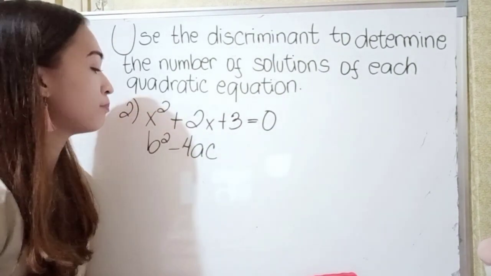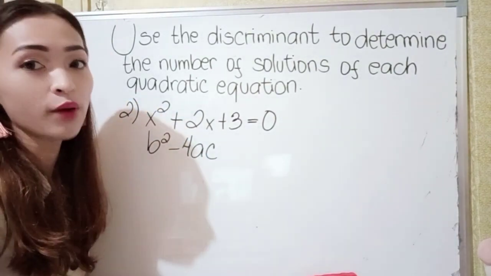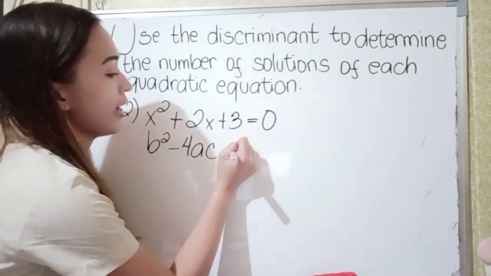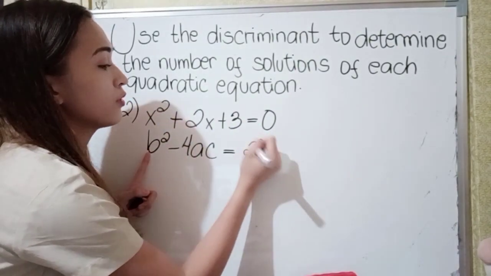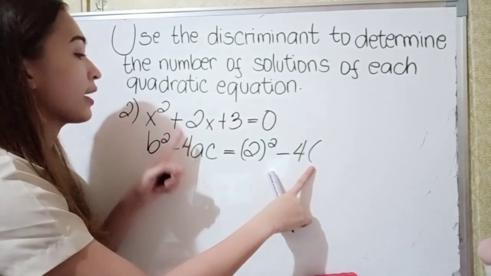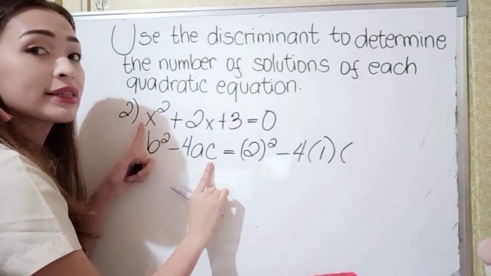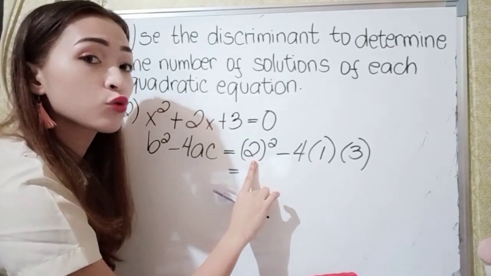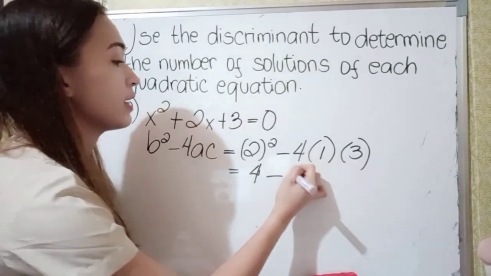substitute the values of b, a, and c into the formula. In number 2, we have x squared plus 2x plus 3. Let's substitute. What is our b? Our b here is 2. So we have 2 squared minus 4. What is the value of our a? Our a is 1. What is the value of our c? Our c is 3. So 2 times 2 is 4, minus 4 times 1 times 3 is 12.